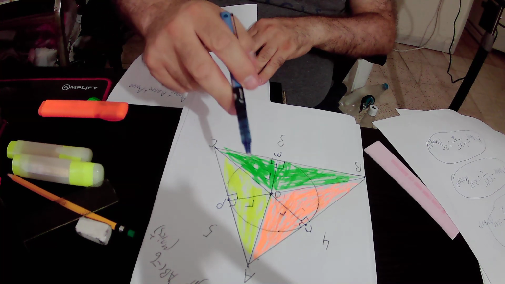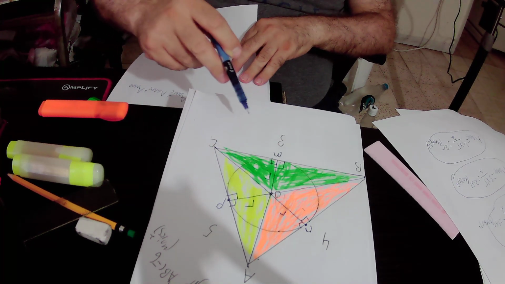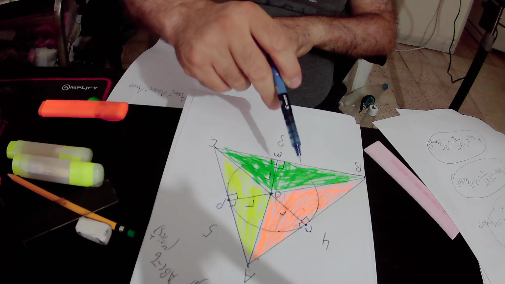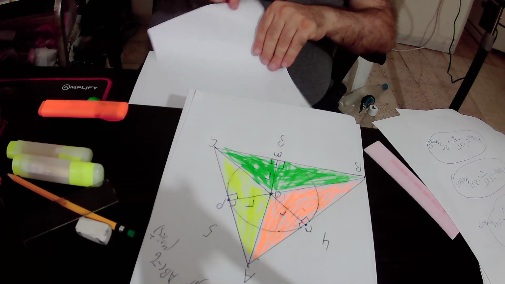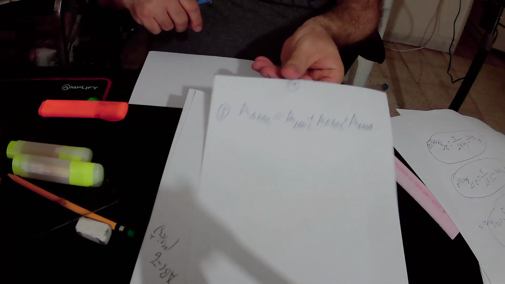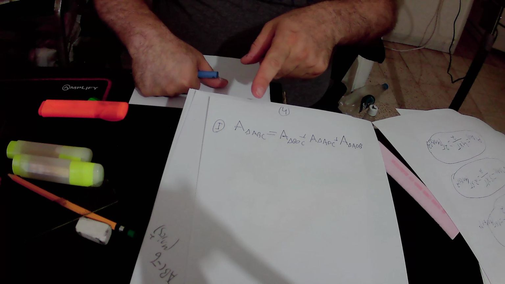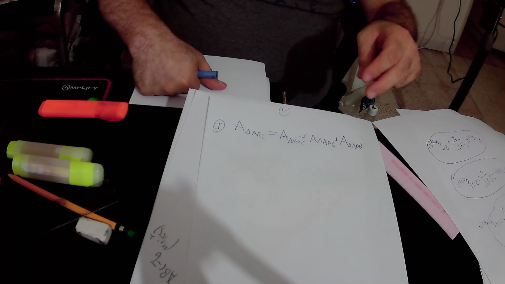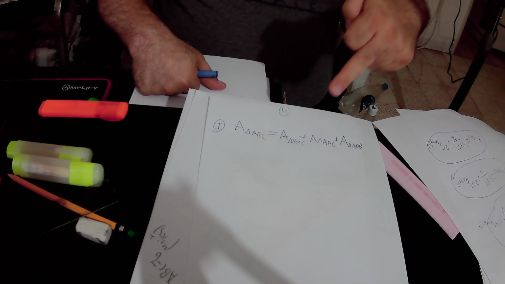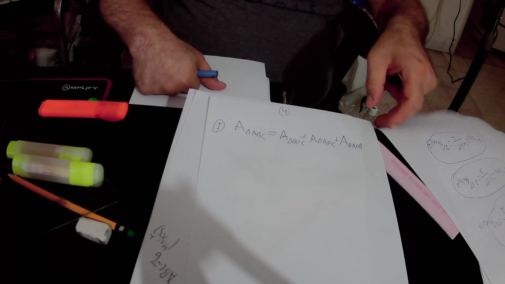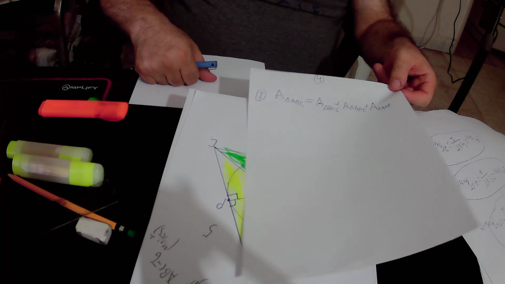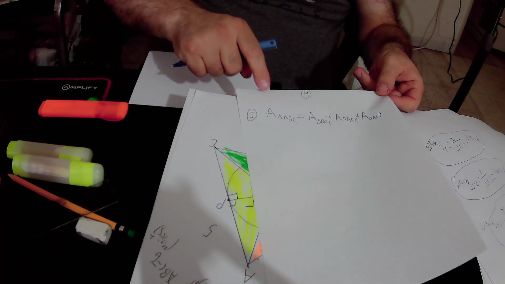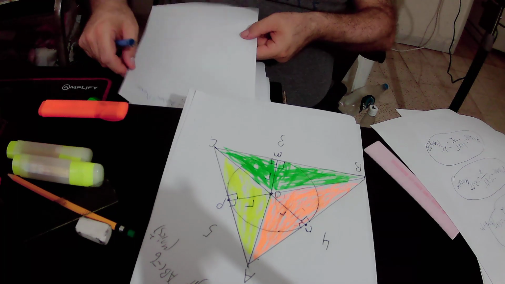The area of the big triangle ABC equals the sum of the areas of the yellow triangle plus the area of the green triangle plus the area of the orange triangle. So I created equation number 1, which says that the area of the big triangle ABC equals the sum of the areas of the green triangle plus the yellow triangle plus the orange triangle. But we know that the area of the big triangle ABC equals 6 units squared, so we can substitute the area of ABC by 6.